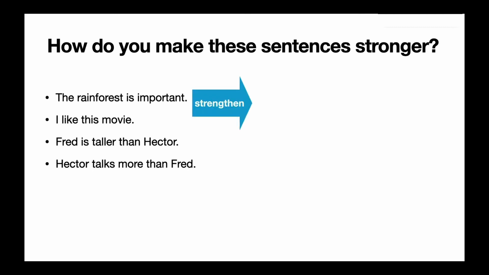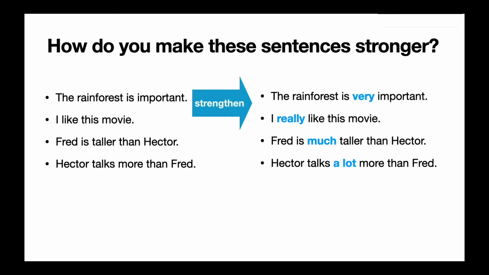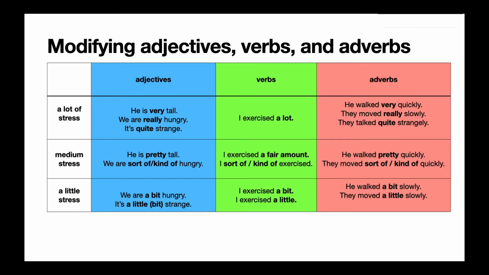Let's strengthen these sentences. So you could say, the rainforest is very important, or I really like this movie, or Fred is much taller than Hector, or Hector talks a lot more than Fred. These phrases are called modifiers. We use them to show stress or emphasis. When we're modifying sentences, we have to pay attention to the parts of speech because we use different phrases to modify adjectives, verbs, and adverbs.